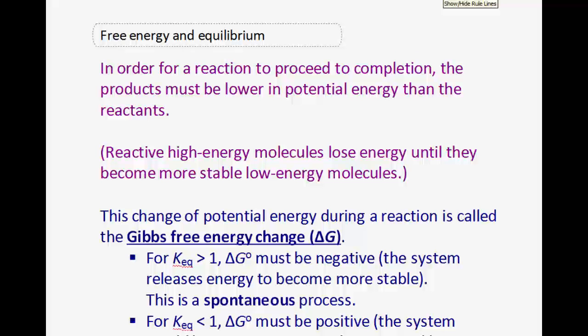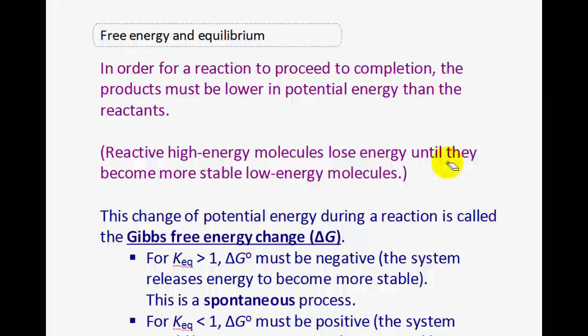The example we always use is of positional potential energy. If you drop something from a height, right, when you're holding something up high, it has a lot of potential energy, and you let it go, it drops down to the ground where it has much less potential energy. So reactive high energy molecules, they lose energy in order to become more stable low energy molecules. That's what will happen spontaneously in a chemical reaction. Now, depending on whether those low energy molecules happen to be your reactants or your products, that's what determines if your reaction is going to go or not.